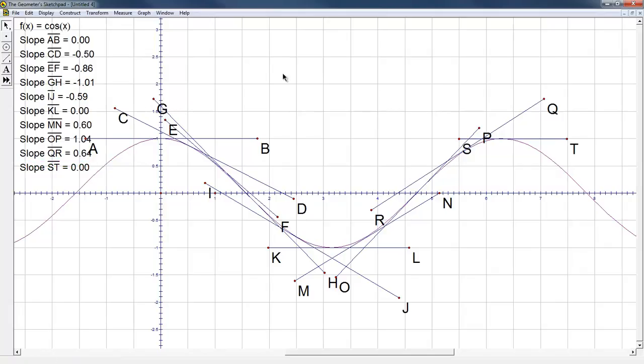Okay. So what I'm going to do now is plot the slopes as the y value, or function value, for each of the x coordinates at the point of tangency.